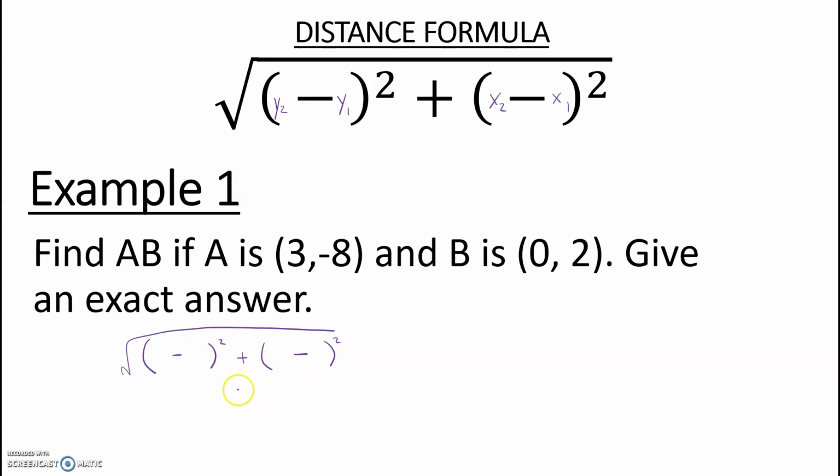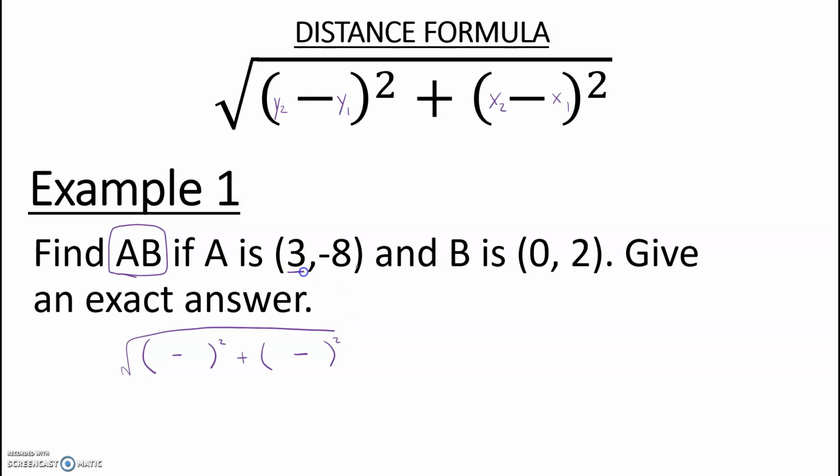So there's my shell. Now here, notice it just says find AB. So this is actually the distance from A to B. That's what this stands for. Geometry is a lot of shorthand, and you have to understand what they're asking for sometimes. So here, find AB means find out how long from A to B. Find out the distance.